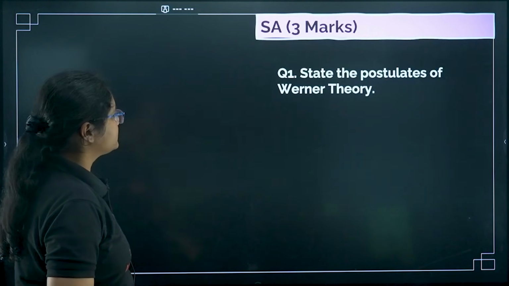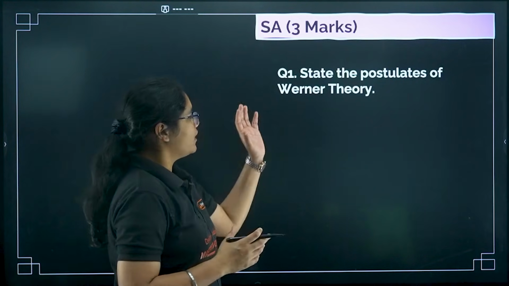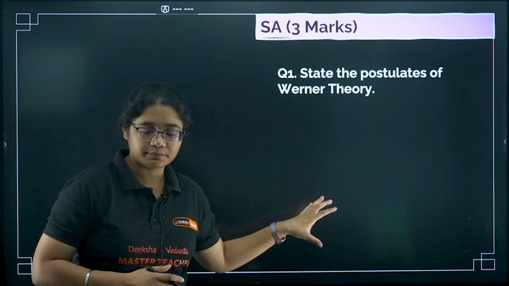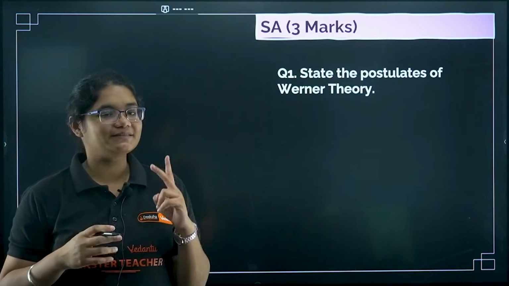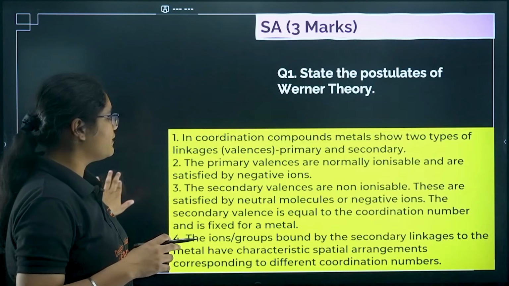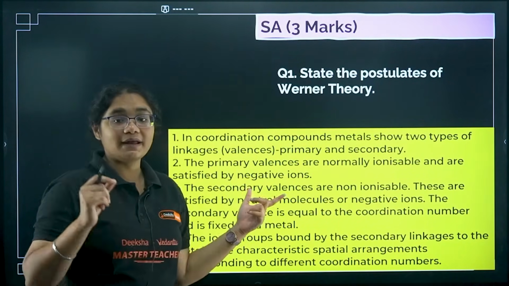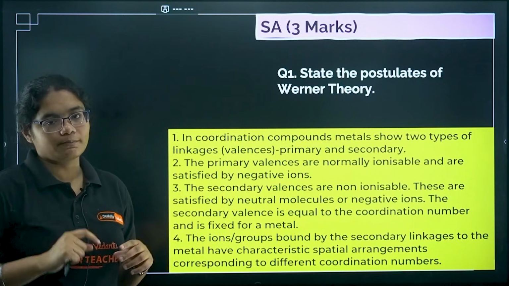Okay. Next, we'll see the first 3-marker question here. What are the postulates of Werner's theory? This is a very important question. Every year this question is repeated. So Werner says that this complex will have two types of valency, primary valency and secondary valency, right? Primary valencies are normally ionizable and are satisfied by negative ions. Means primary valency you can think of as the charge of the complex, okay?